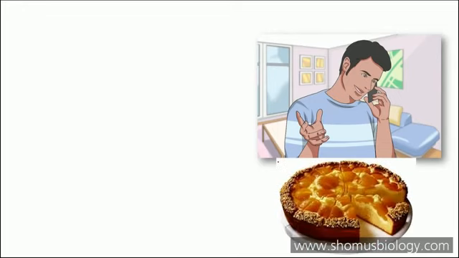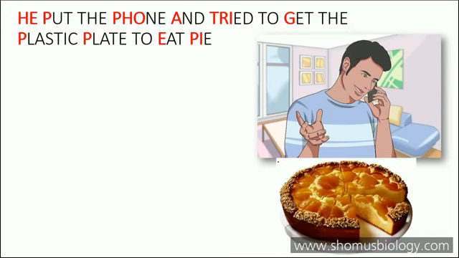Now let's talk about the enzymes that are involved. To understand enzymes, you need to think of pie again, because remember, your grandmother prepared pie for you, so you need to eat that pie, but right now you're talking with a phone. So he put the phone down and tried to get the plastic plate to eat pie. This is another sentence that you need to remember, right? So begins with HE. This will be the list of enzymes required in every single step.